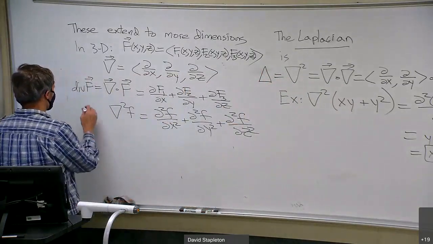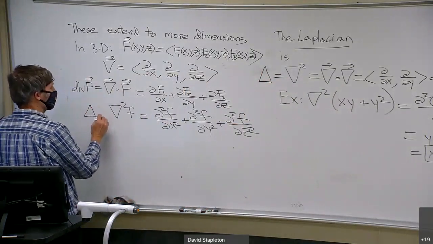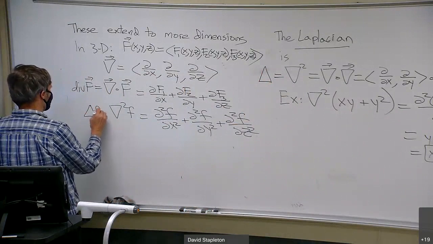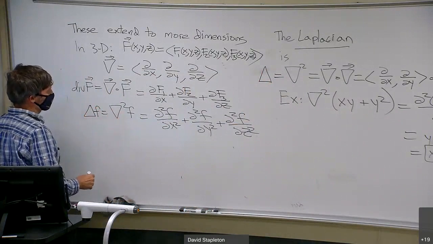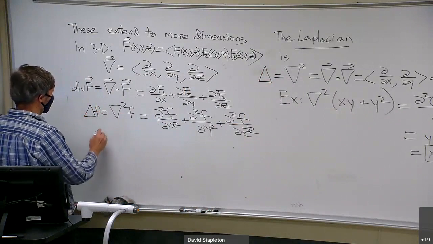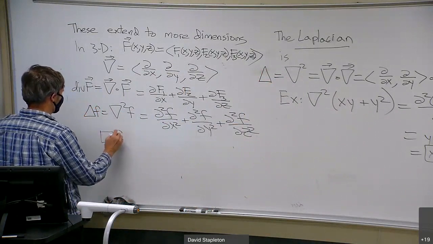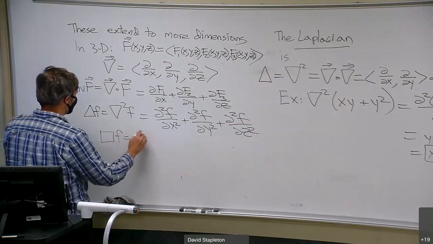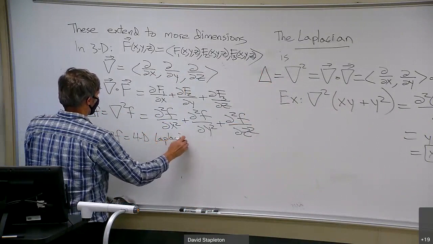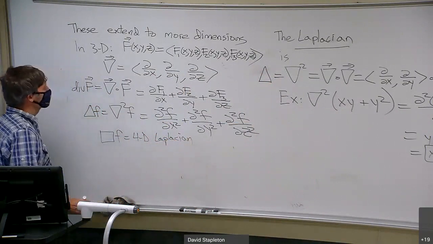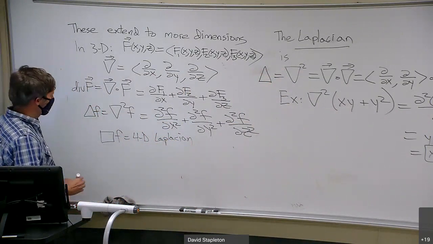So you can say here's delta F, or it's the Laplacian of F, or del squared F. It's just different notations for the same thing. In 4 dimensions, they like to write this. The box F is the 4-dimensional Laplacian. So you can extend these into higher dimensions.